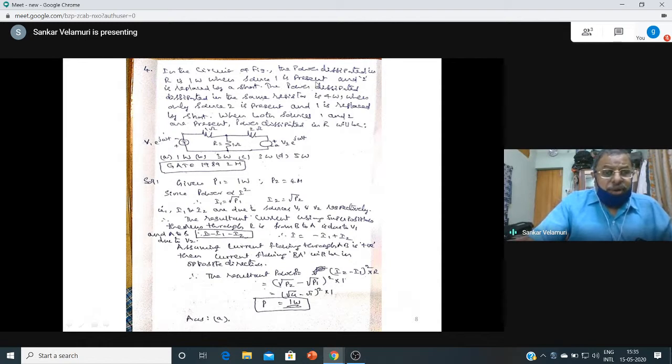When source 1 is present and 2 is replaced by a short, that is, voltage source 2 is replaced by a short, the power dissipated in the same resistor is 4 watts when only source 2 is present and 1 is replaced by a short. So that is the principle of superposition theorem being applied. When both sources 1 and 2 are present, power dissipated in R will be? What is the answer to this?